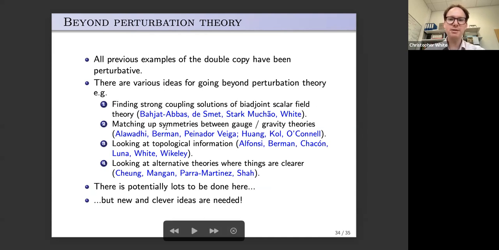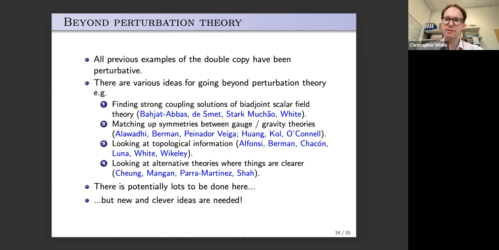You can also take symmetries in gauge theory and match them up with gravity theories. There's been some nice work looking at electromagnetic duality, which relates electric and magnetic fields in gauge theory, and saying what is the gravitational counterpart, and that is known. What about looking at topological information and whether that copies? So certain topological information does. And you can also look at alternative theories where things are just much clearer.